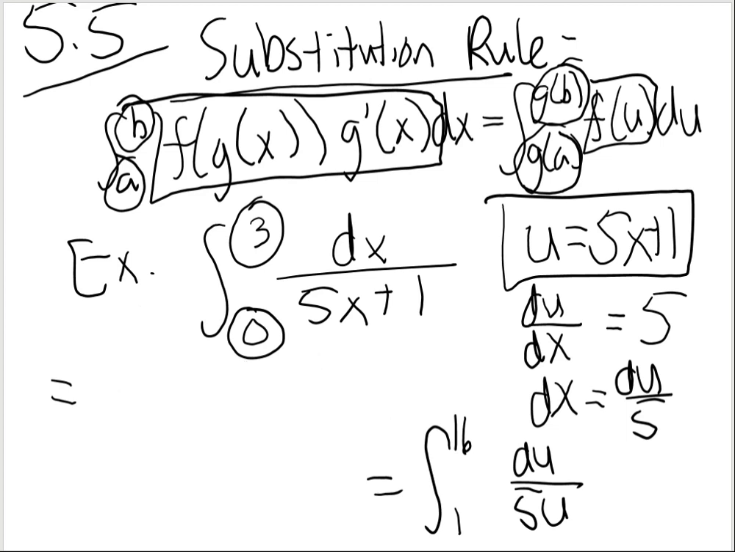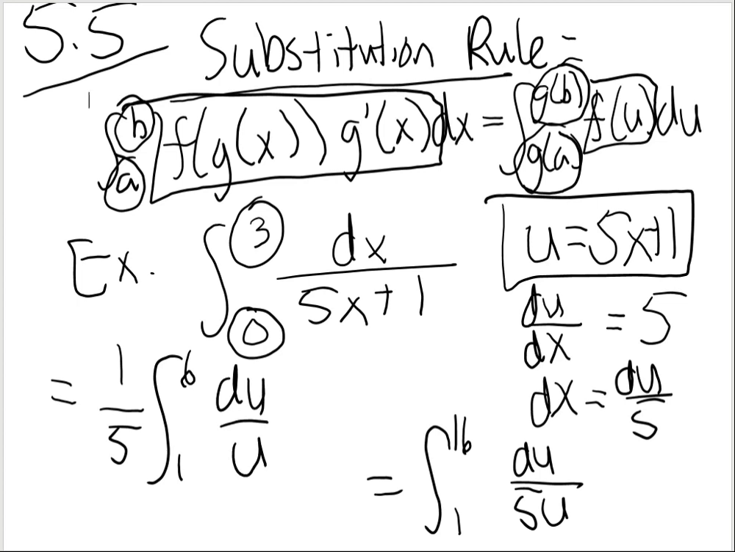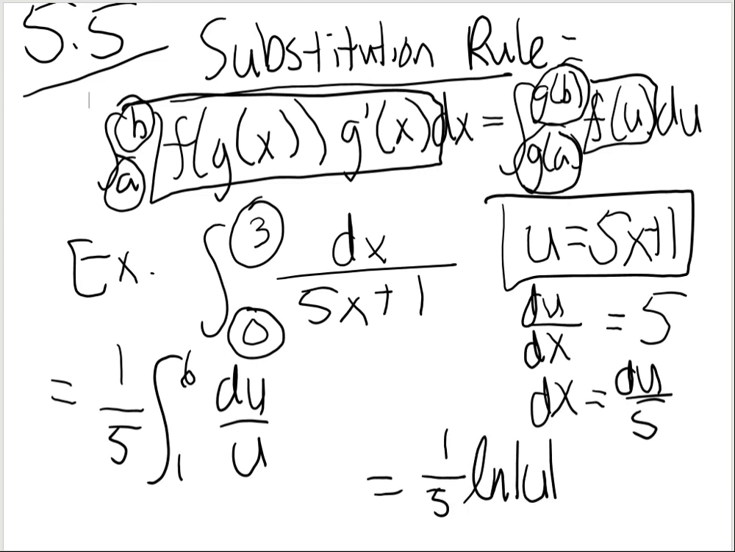Well, we can pull out the 1/5, because that's a constant. 1/5 integral of du over u. The integral of 1 over u du is the natural log of the absolute value, so this is 1/5 natural log of the absolute value of u evaluated from 1 to 16. And now we can just plug in.